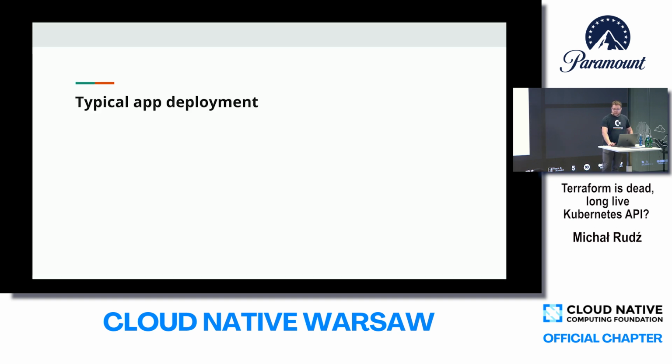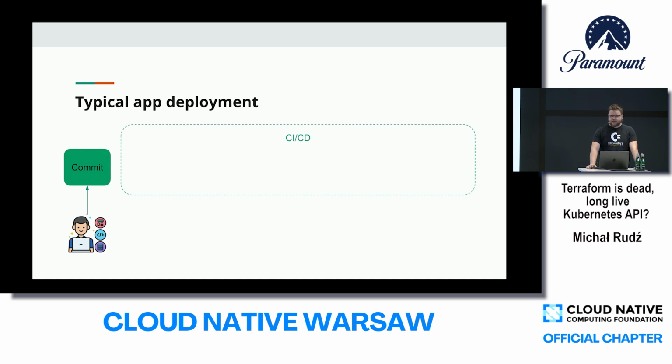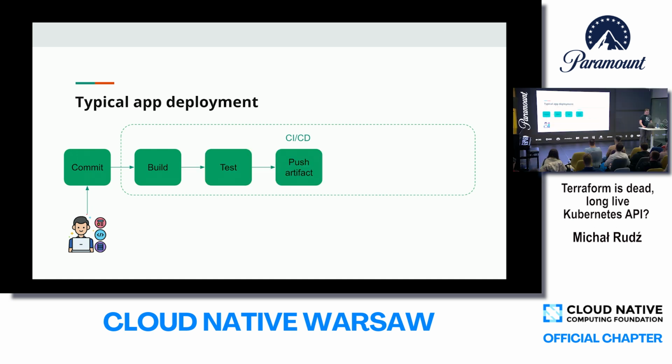So what does a typical app deployment look like in most companies? We have a happy developer who produces some code and creates a commit, and this commit should start some CI/CD process. So we build the code, test the code, push artifacts, make some security scan if needed, and deploy to an environment inside a Kubernetes cluster in the cloud, in most cases these days.